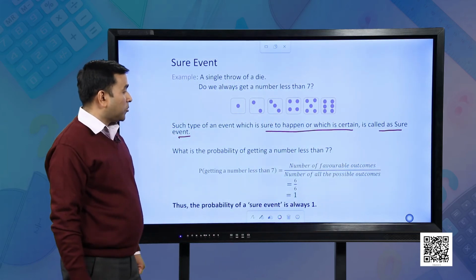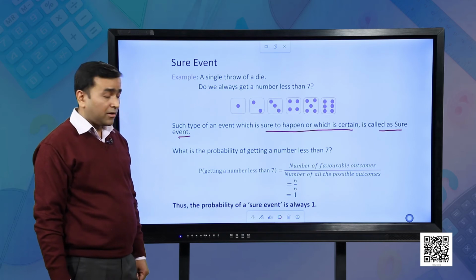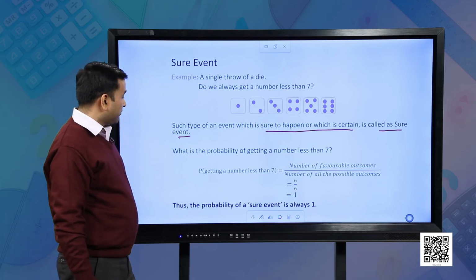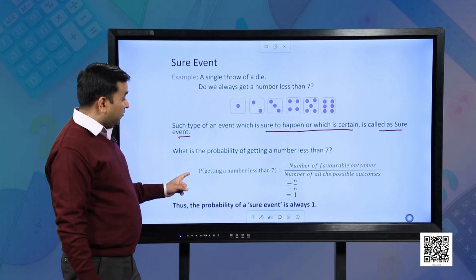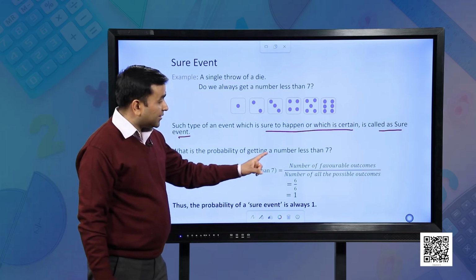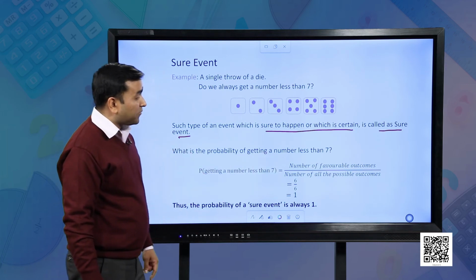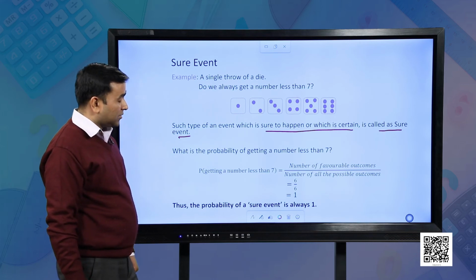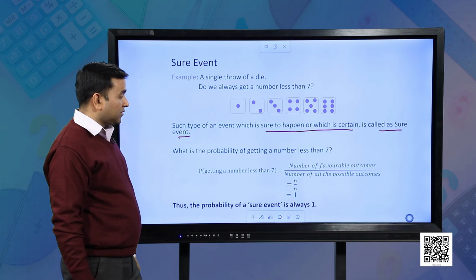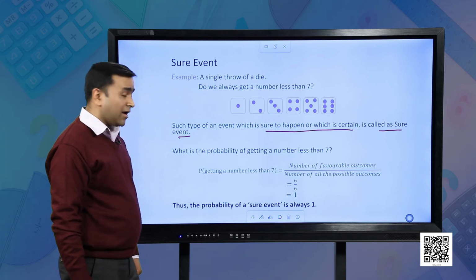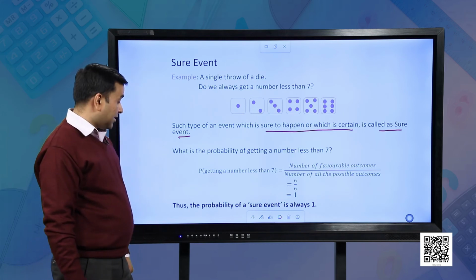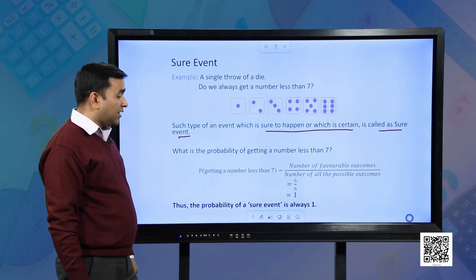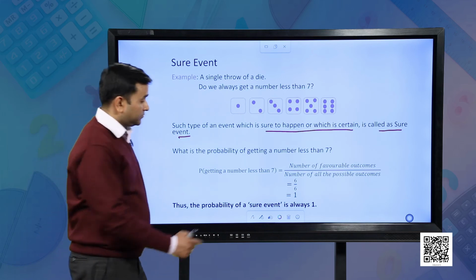So, what is the probability of such a sure event? Let us find out. Probability of getting a number less than 7 is nothing but the number of favorable outcomes divided by the number of all possible outcomes, which is equal to 6 upon 6 equal to 1. So, again we get another result, that the probability of a sure event is always 1.